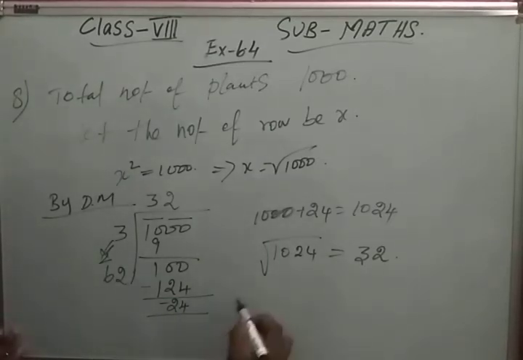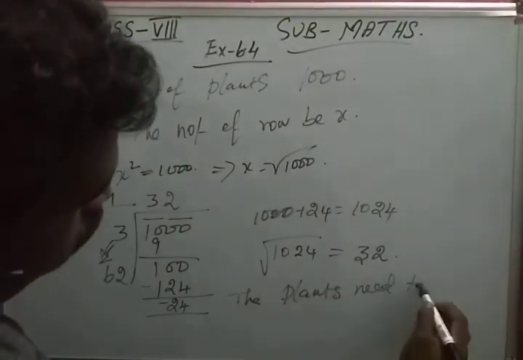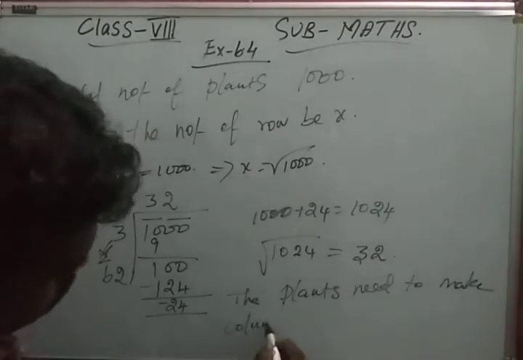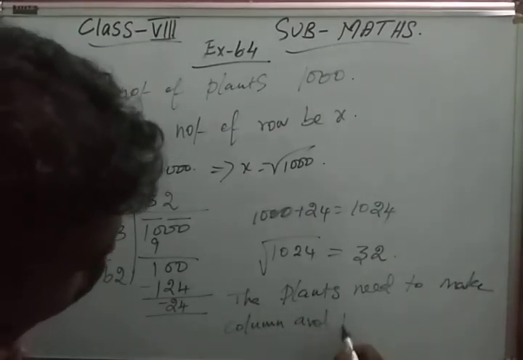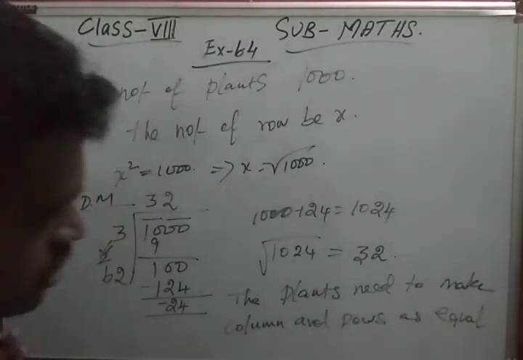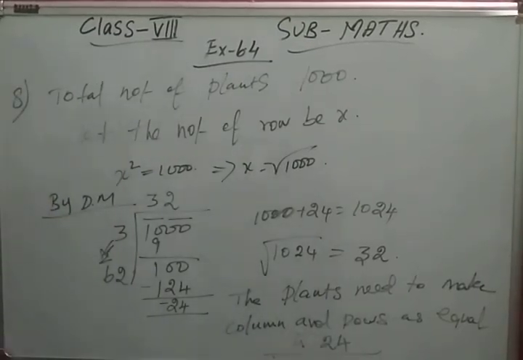So we can say that the plants needed to make columns and rows equal is 24. So the plants needed to make columns and rows equal is 24. 24 plants are needed.